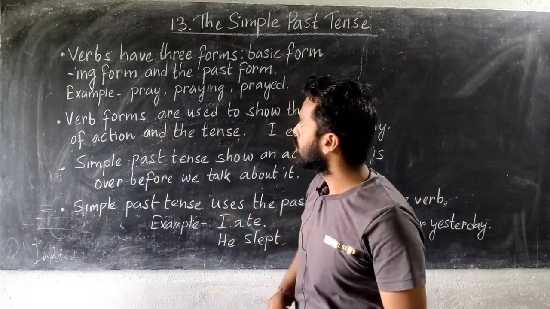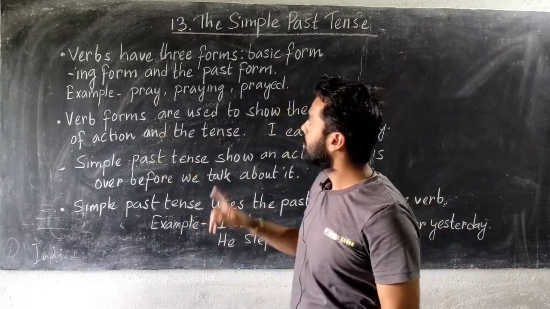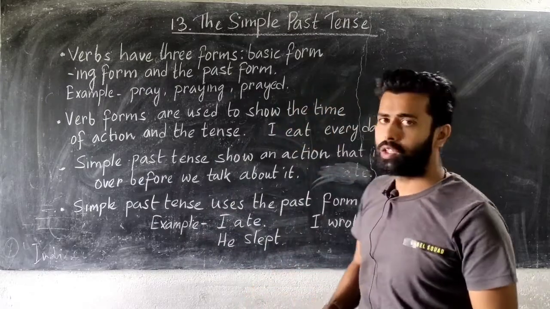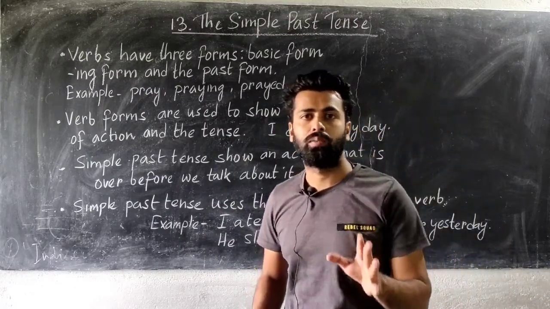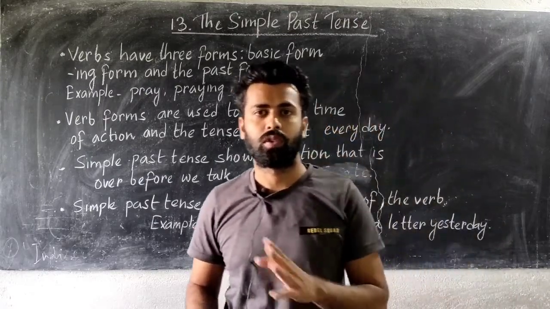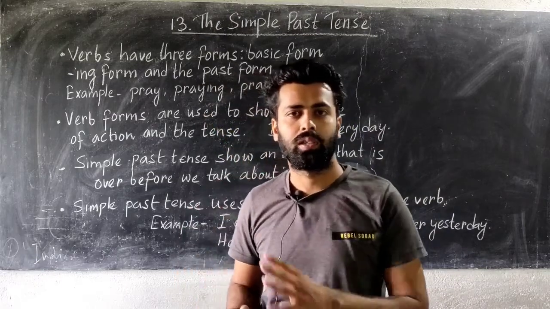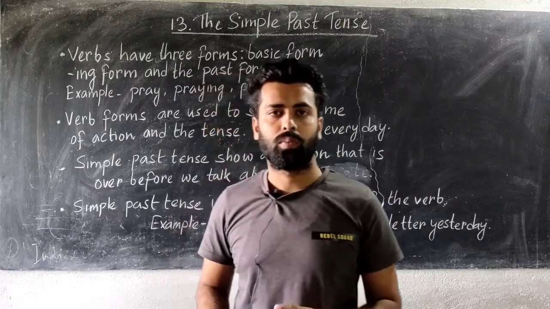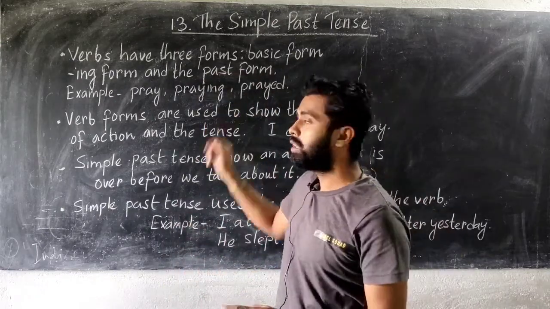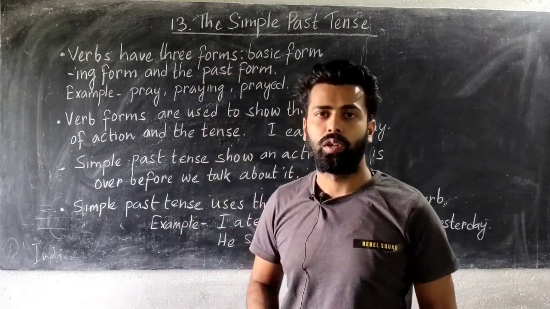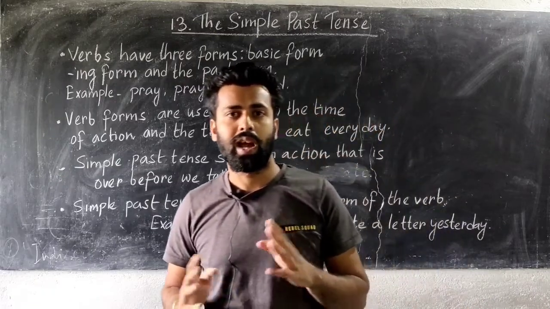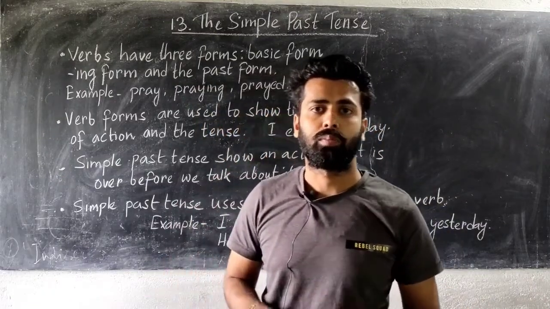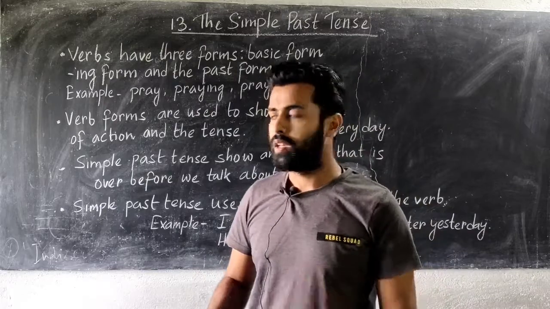So first you see the statement given here, that is, verbs have three forms. As I told you in the previous chapter also, verbs usually have three forms. The first form of the verb is the basic form. Then we have talked about the ing form of the verb. Then the next form is the past form of the verb, where usually we add ed, or simply some of the verbs change totally in their past form.